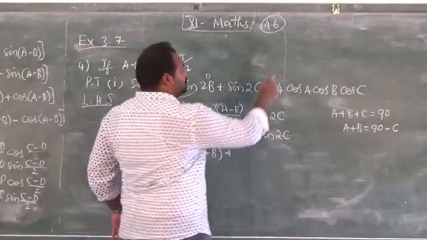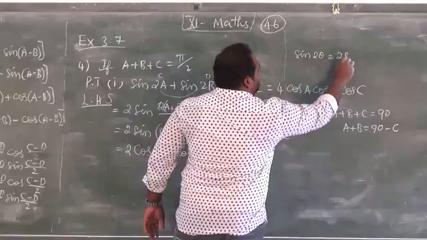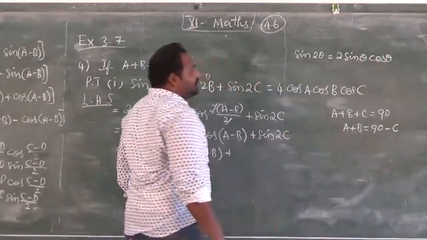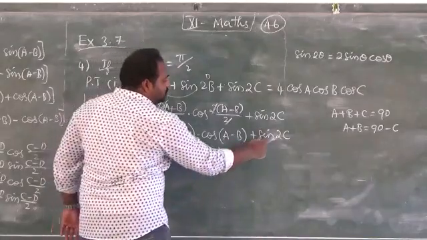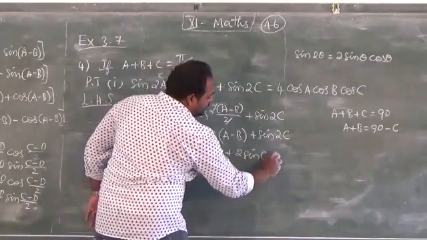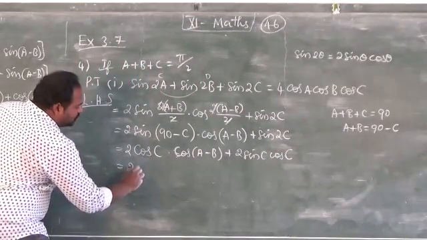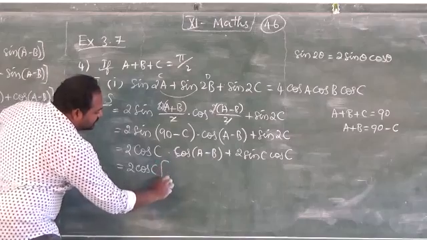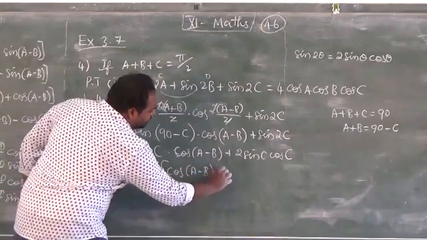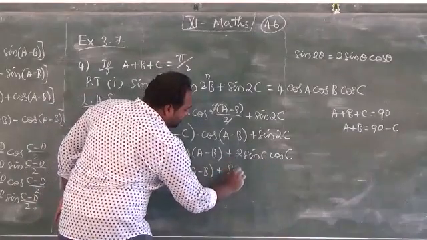Sin 2 theta, a very familiar and very important formula. We know that sin 2 theta can be written as 2 sin theta cos theta. So I am going to use this formula here. So sin 2c can be written as 2 sin c cos c. Here we can take 2 cos c commonly outside, remaining cos of (a minus b) on this side. In this term we have taken 2 cos c out, only sin c is remaining.